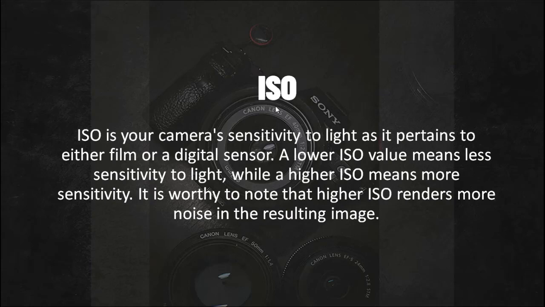The next thing we want to look at is the ISO. ISO is your camera sensitivity to light as it pertains to either film or digital sensor. A lower ISO value means less sensitivity to light, while a higher ISO value means more sensitivity to light. Now, one thing worthy of note is that when the ISO value is higher, you have more noise within the image. So it is advisable to keep your ISO as low as possible. For example, if you can shoot at 50 ISO or 100 ISO, keep it that way and get beautiful pictures so that your pictures would not have too much noise.